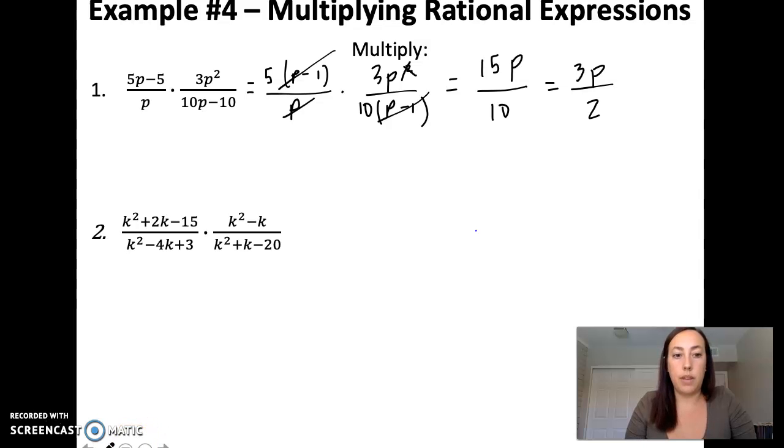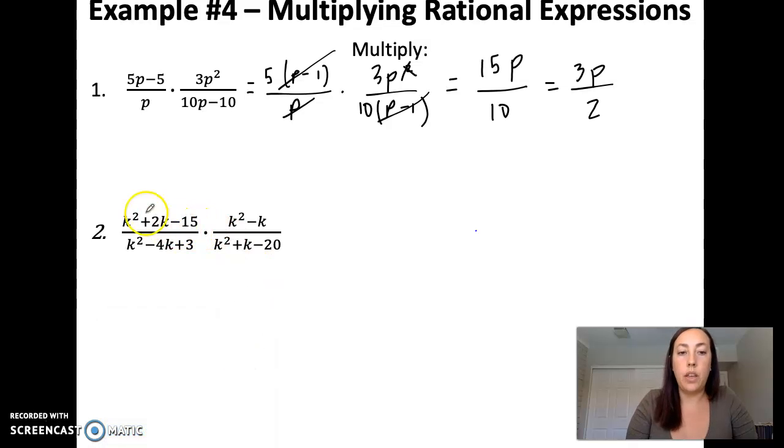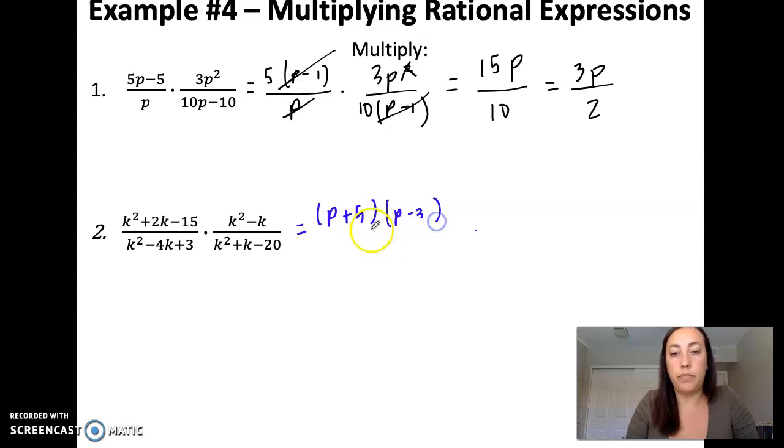All right, the second one, we're going to have to do some more complicated factoring. We have k squared plus 2k minus 15. So that first numerator factors to be p plus 5, p minus 3. Okay, on bottom we have k squared minus 4k plus 3.